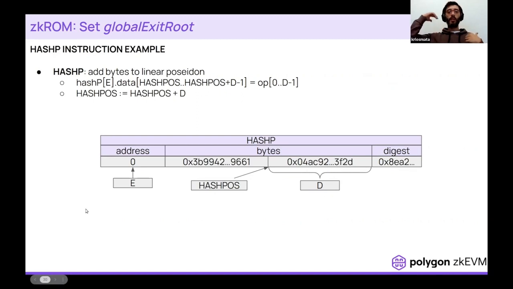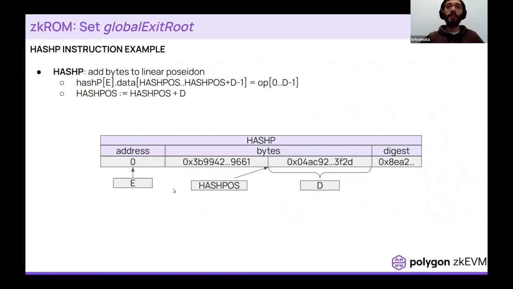Basically, when we want to start the hash, we need to have an ID for that hash, what we call the address. So imagine that the address is the register E, and it's 0. Okay, and I want to add some bytes. How many bytes do we want to add to the hash? This is determined by the register D. The D determines how many bytes I want to add to the hash.